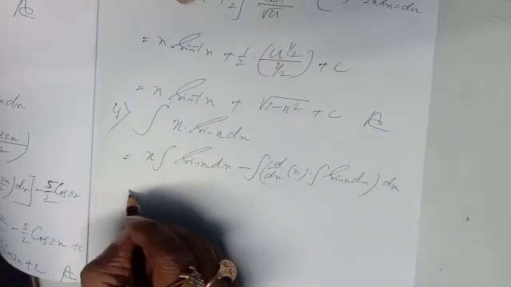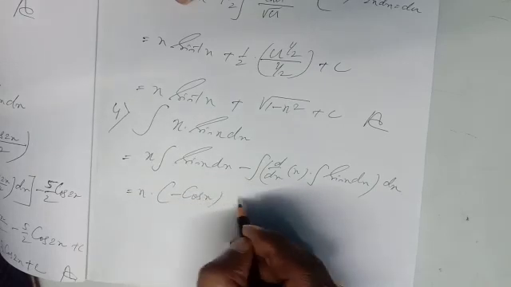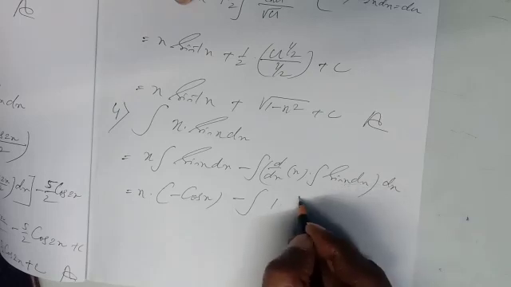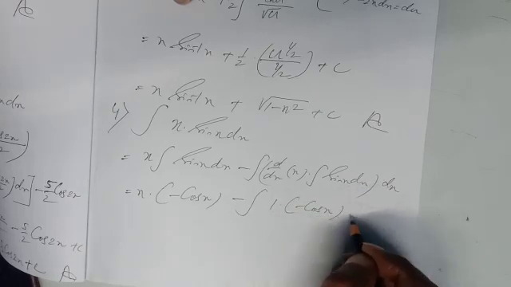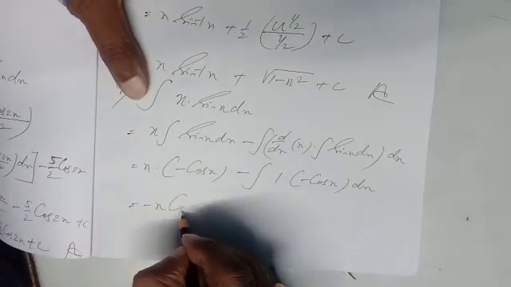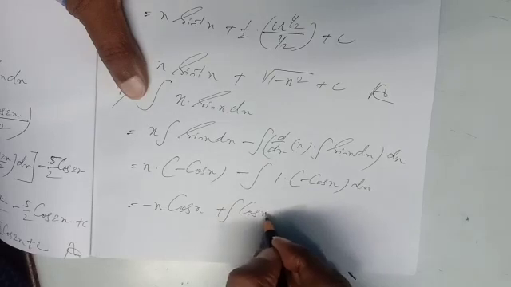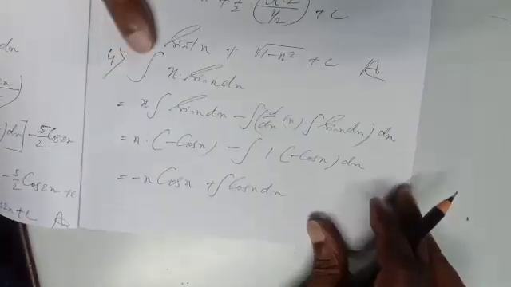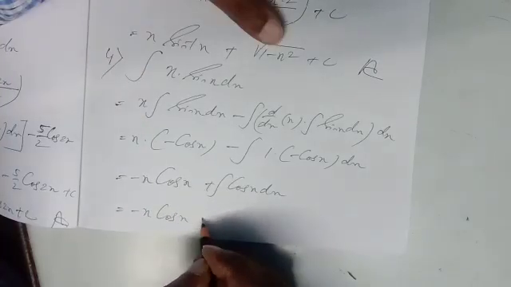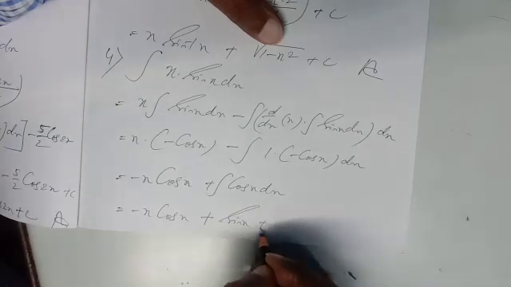So what is the integration of sin x? That is minus cos x. Minus the integration of the derivative of x, which is 1, into the integration of sin x, which is minus cos x, dx. Finally we are getting minus x cos x plus the integration of cos x dx. What is the integration of cos x? That is sin x plus c.